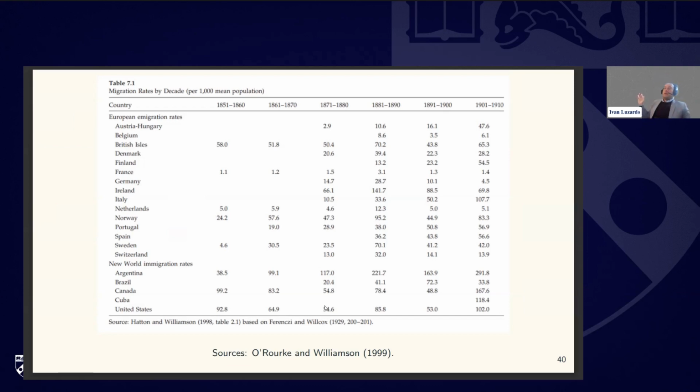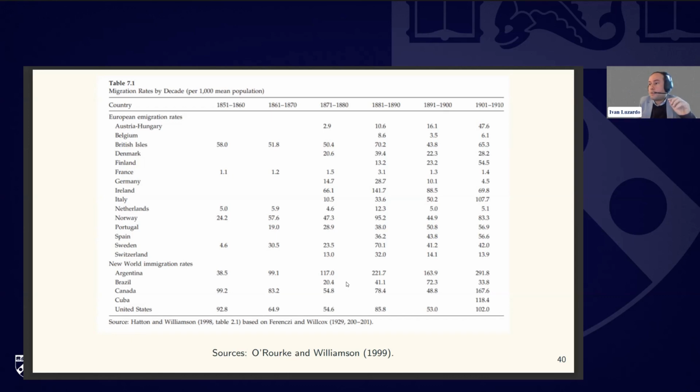So usually when we think of the first wave globalization, in the case of the US, we think of the mass migration, the large movement of people from Europe towards North America. But what we have in Latin America is a similar process, at least in the south of the continent.